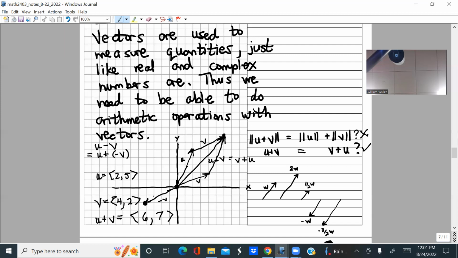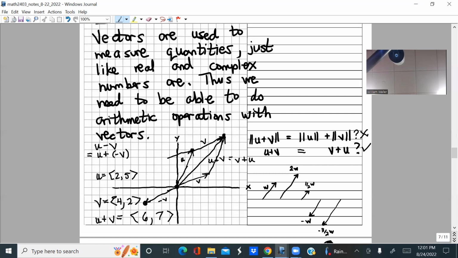Negative v. Here's what negative v looks like. So when we attach negative v here to u, we're going to get a vector that comes down like this, right? From the endpoint of u, because this is the direction of minus v. Minus v goes in this direction. Now, how far is it going to go?